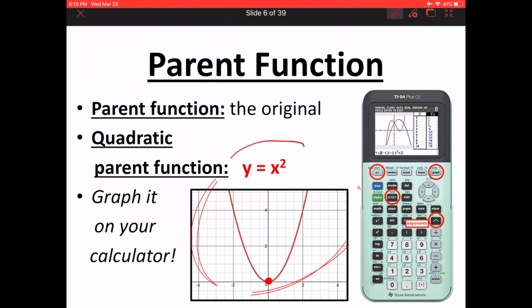And notice you can put this right into your calculator. What you would do is go to y equals. This button is what we use for x. This caret is where we get our exponent, and then you would just do 2. So x caret 2, and then you would just hit graph. And if you hit graph, you'll see this graph right over here that I've already shown in the PowerPoint. Okay, so practice graphing that on your calculator, because that's going to be a great tool for you to be able to see how these functions are working.